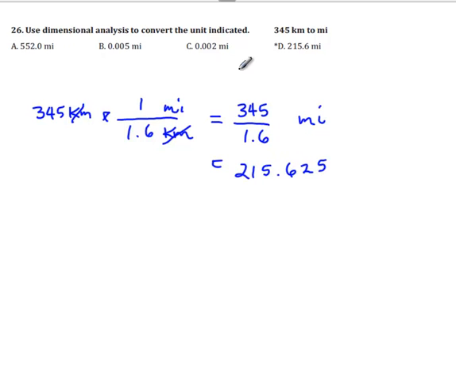And we're asked to select from those answers that are here. So answer D, this is approximately 215.6 miles. And be sure to include your units in your answer.